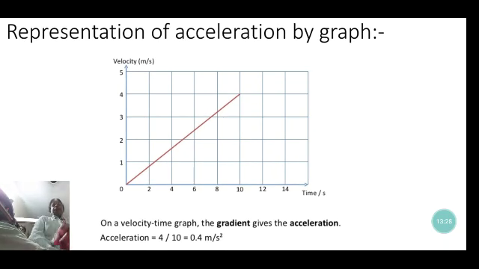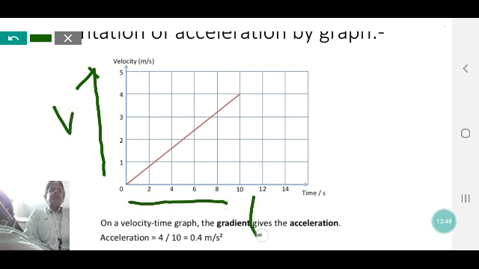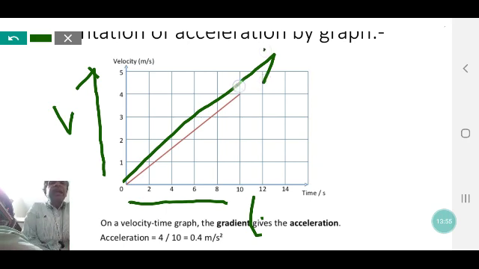The acceleration of an object is expressed through the velocity-time graph. Like here, it is the velocity-time graph of an object moving with uniformly accelerated motion. The velocity changes as time passes. This axis is velocity v, this is time, and this line is the velocity-time graph. We can easily find the gradient or slope of the graph.